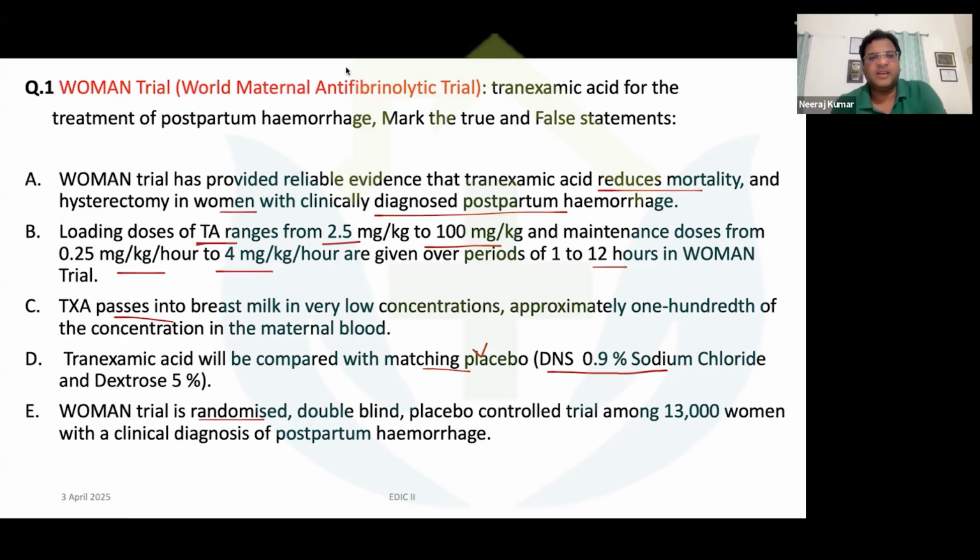I think the answer was already there, but is there anyone who wants to attempt this question? What do you feel, which statement is absolutely true and which statement is false? Anyone who wants to answer? I will give 4 or 5 seconds. No one is interested in attempting this question. Good. So you feel that almost all options are true. Okay. Anyone?